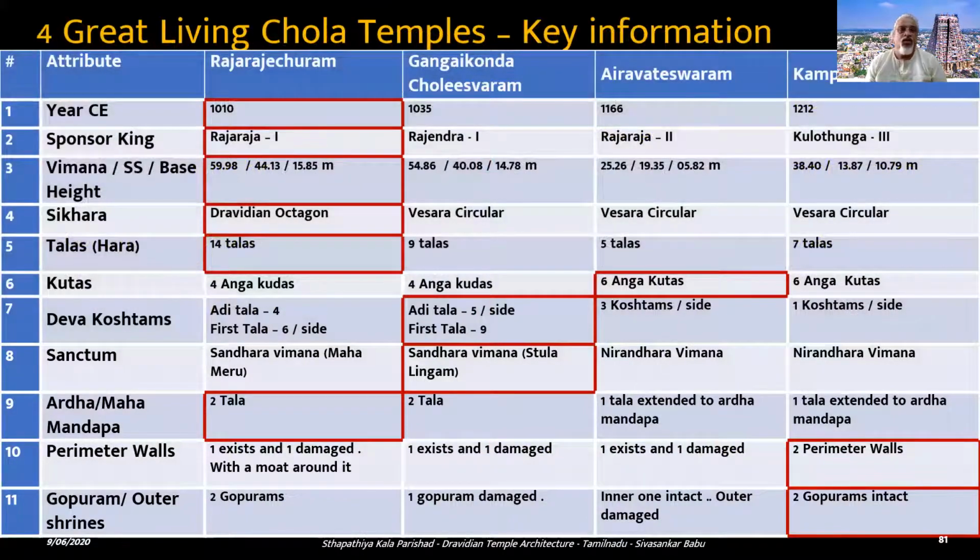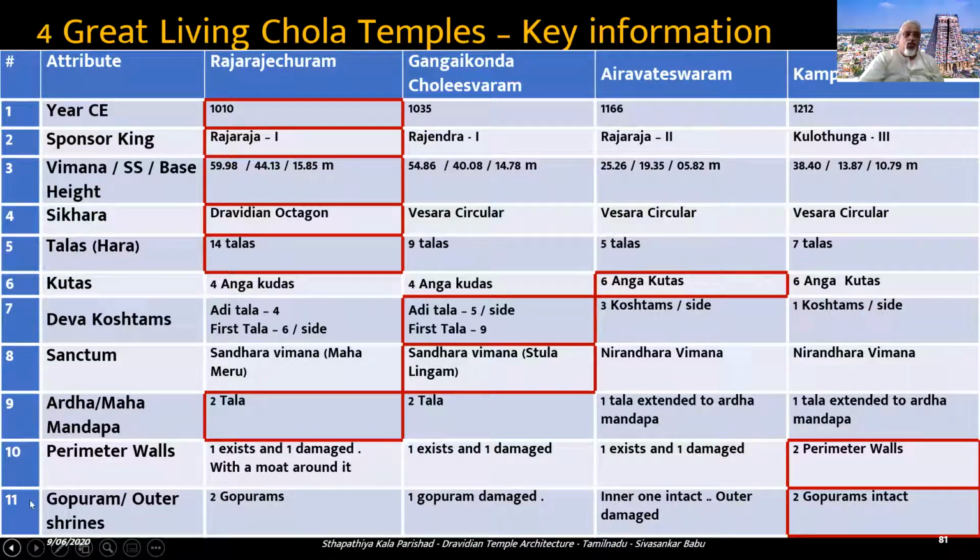Now seeing the differences, we are listing some of the attributes of the temple among the four. In terms of the earliest, Rajarajeshwaram takes the cake, and this is the grandest temple with the tallest Vimana of 230 plus feet. And this is the only octagon Sikhara, whereas the others have circular Vesara Sikharas. And this touches the peak with 14 talas, up to the Agama limit.